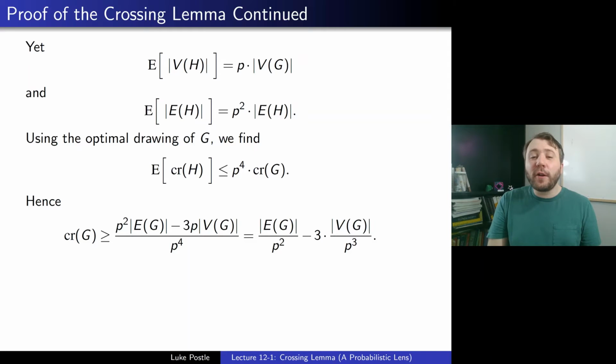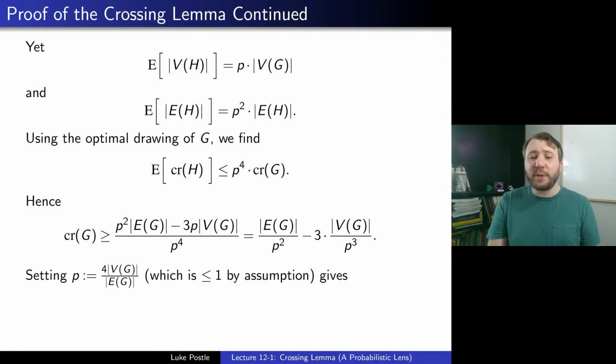Before, we knew that the expected number of crossings of h, which is upper bounded by p to the fourth times the crossing number of g, had to be at least the expected number of edges of h, which is p squared e of g, minus 3 times the expected number of vertices of h, which is 3p v of g. Just dividing by p to the fourth, you get that formula, and then that simplifies to the number of edges over p squared, minus 3 times the number of vertices over p cubed. So we get this somewhat strange lower bound, where again p was arbitrary.